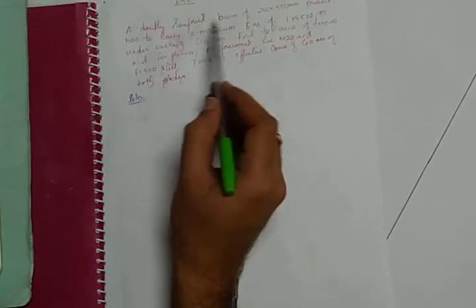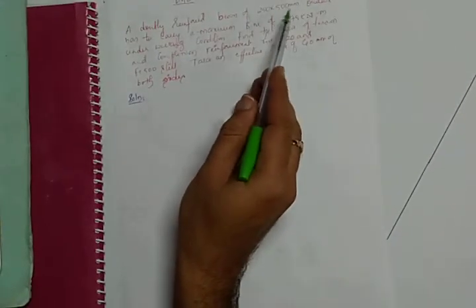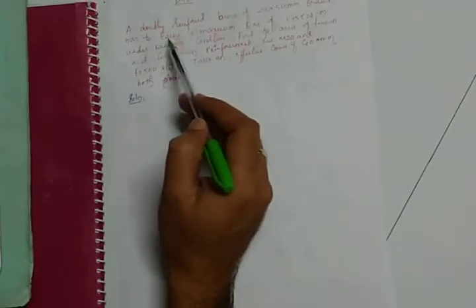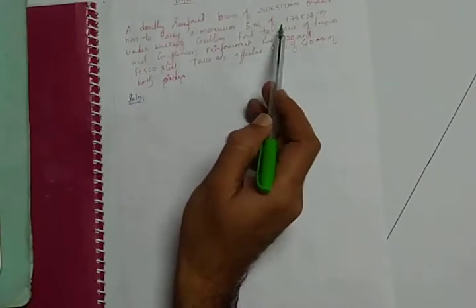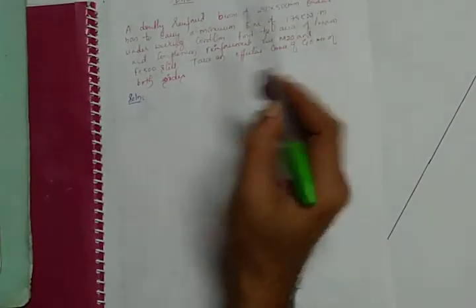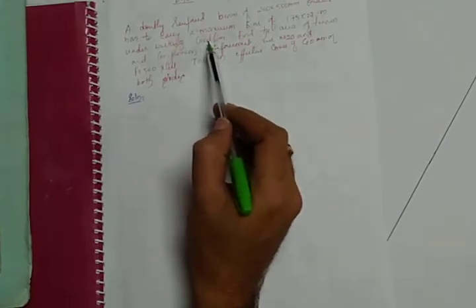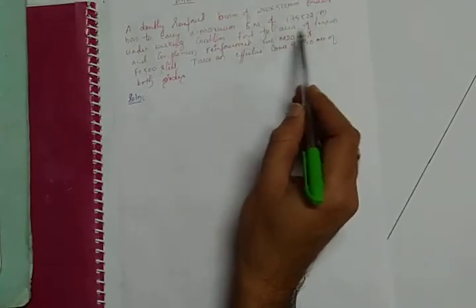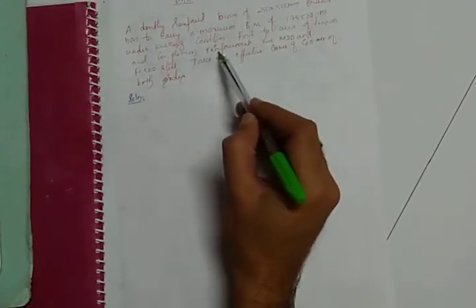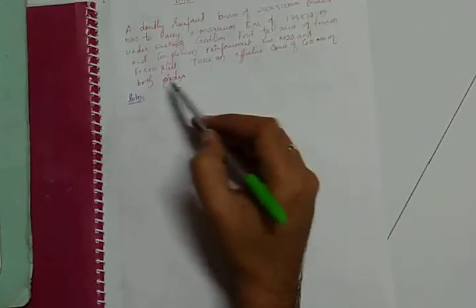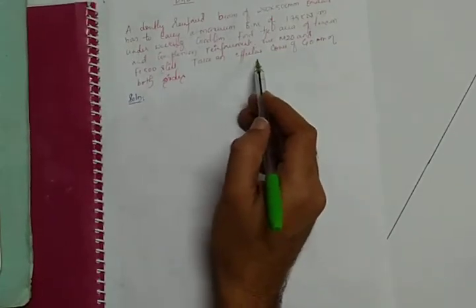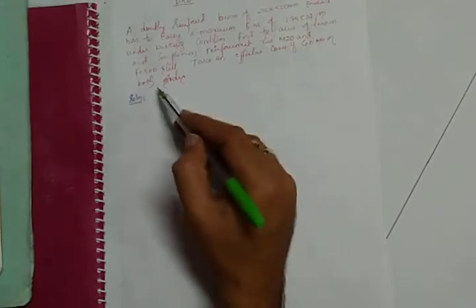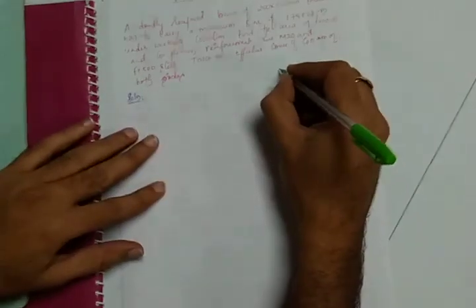A doubly reinforced beam of size 250 into 500 mm overall has to carry a maximum bending moment of 175 kN meter under working condition. Find the area of tension and compression reinforcement. Use M20 and Fe500 steel. Take an effective cover of 40 mm on both the sides. So by reading this, I can say this is a doubly reinforced beam.